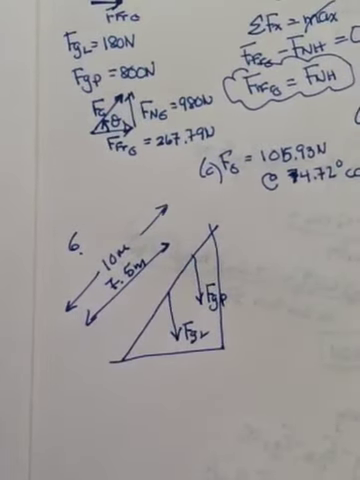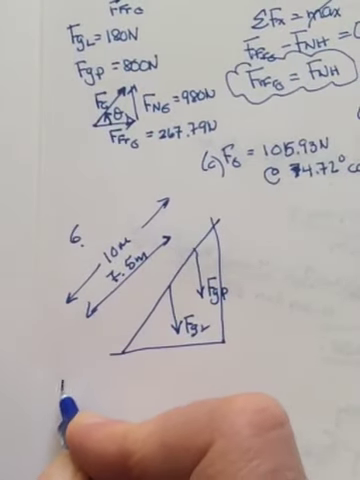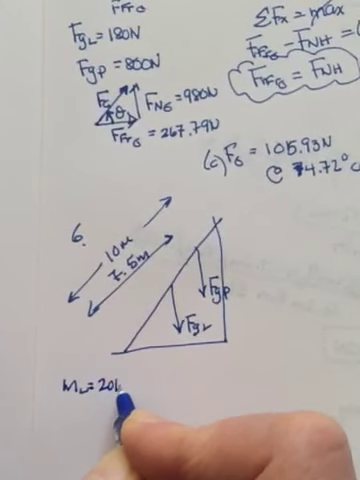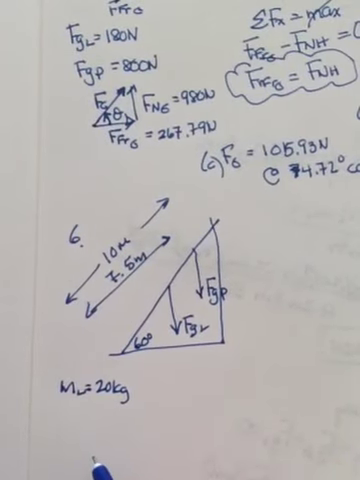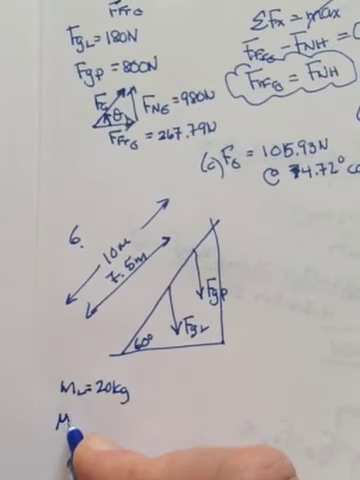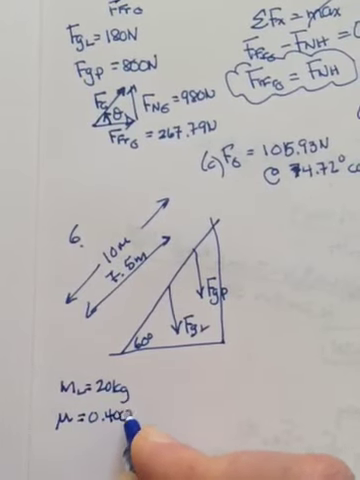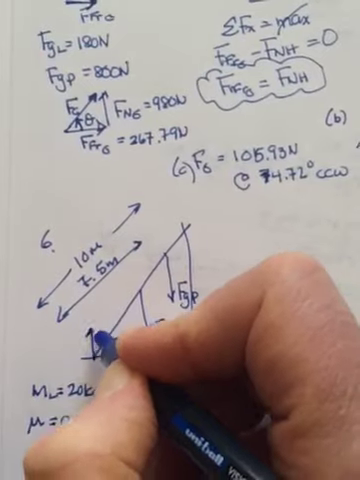When it begins to slip, it's leaning against the side of the building. The mass of the ladder is 20 kilograms. The angle is 60 degrees. The coefficient of static friction on the ground is 0.4, and it wants to know what's the mass of the person. So draw in your other forces.